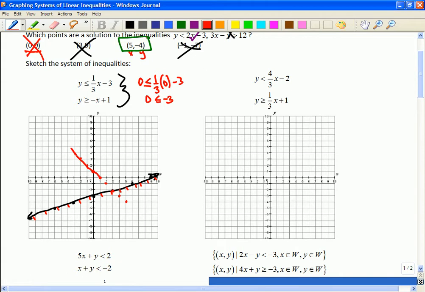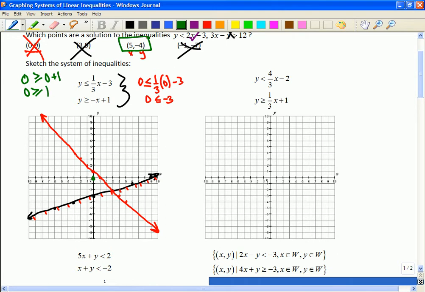Just like before, I'm going to test a point and see which side of the line I go on. So my favorite one available is 0 greater than or equal to 0 plus 1, which is 0 greater than or equal to 1.